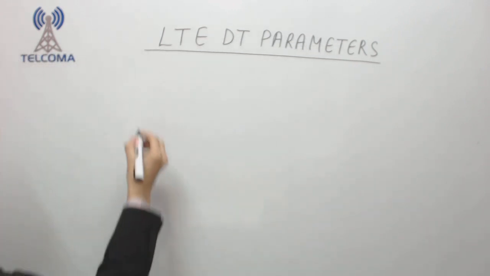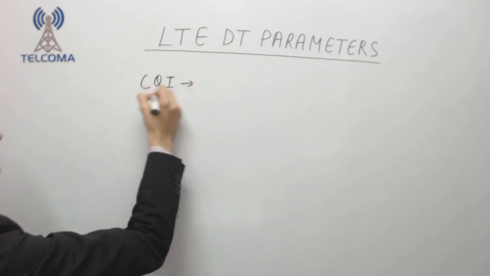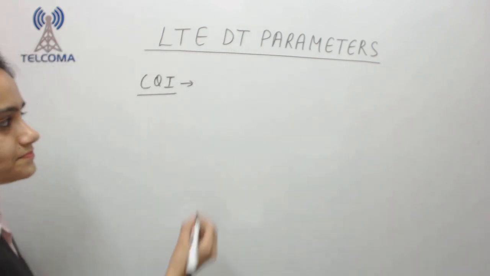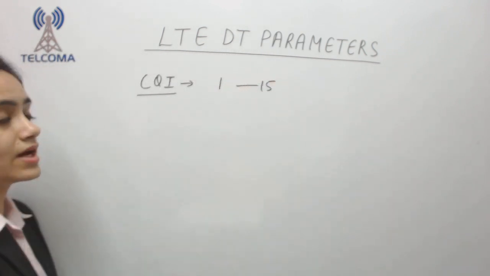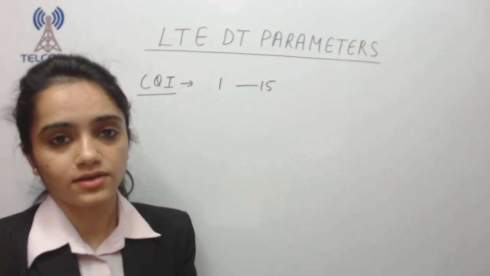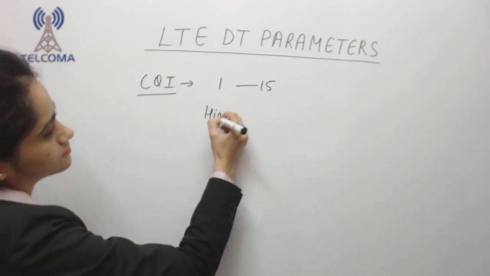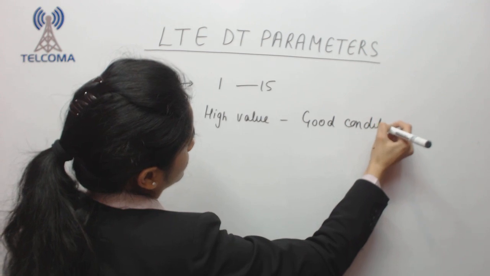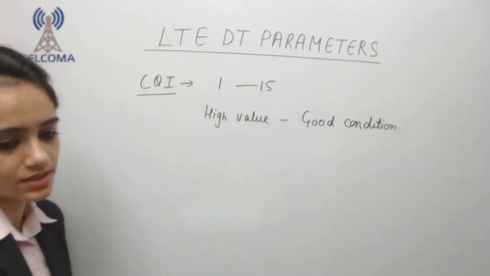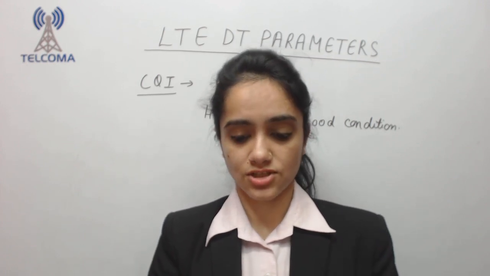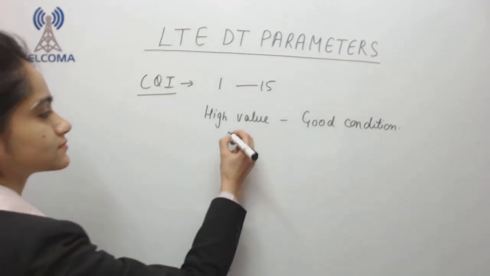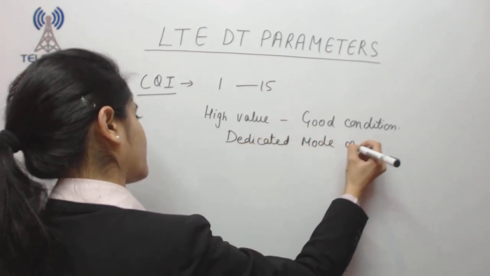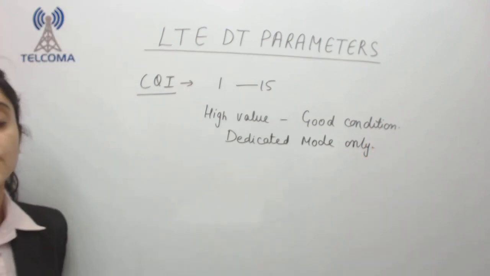Now we have CQI. CQI stands for Channel Quality Indicator, and it has a value from 1 to 15. A high value represents a good condition. CQI of 15 means good condition, and CQI is measured in dedicated mode only.